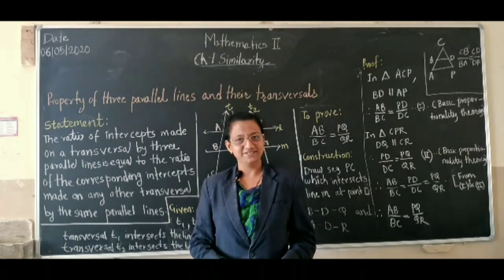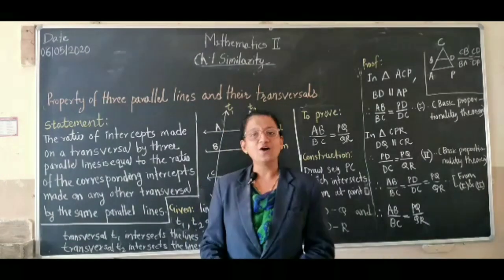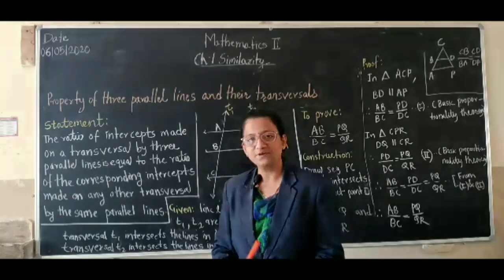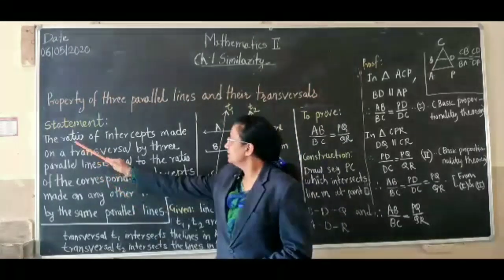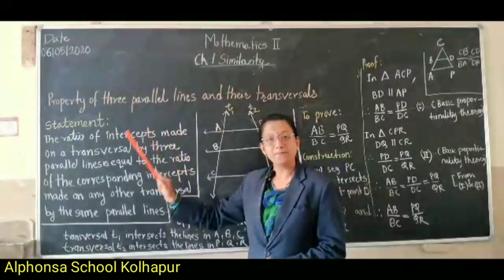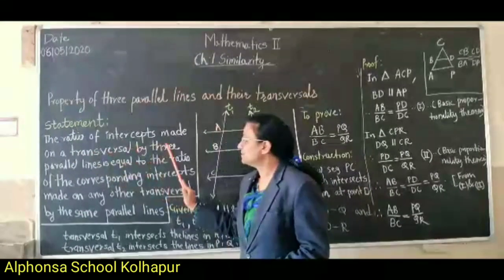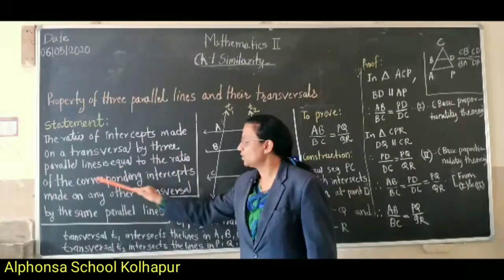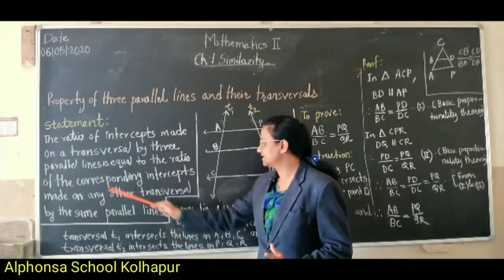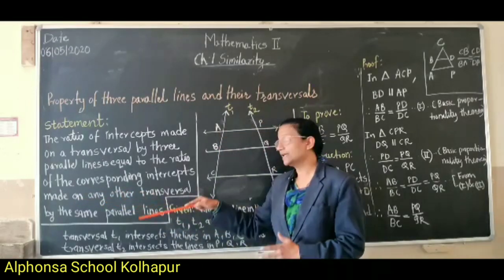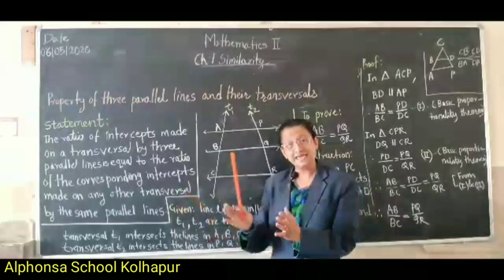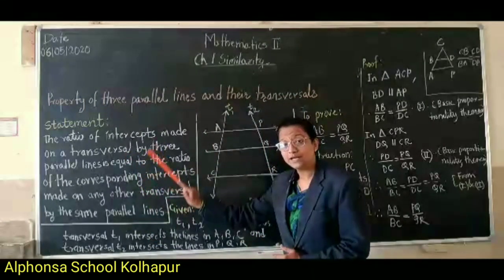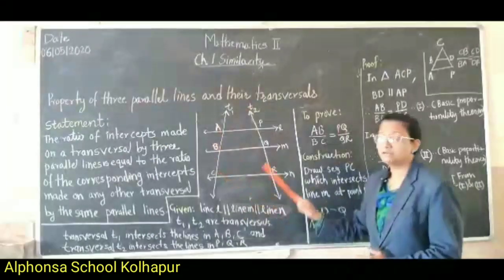Now we are going to understand the property of three parallel lines and their transversal. What is the statement of this property? The ratio of intercepts made on a transversal by three parallel lines is equal to the ratio of corresponding intercepts made on any other transversal by the same parallel lines. Let us understand this particular statement by using the diagram.